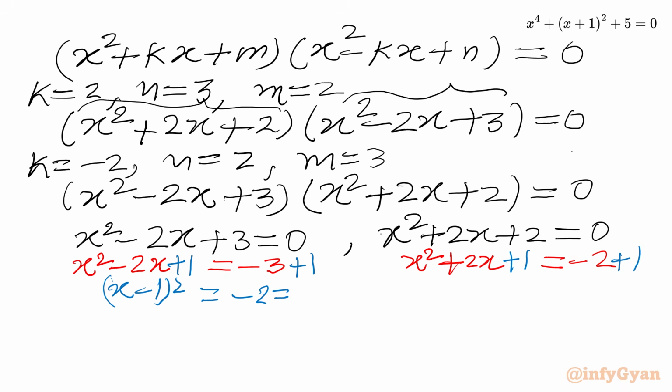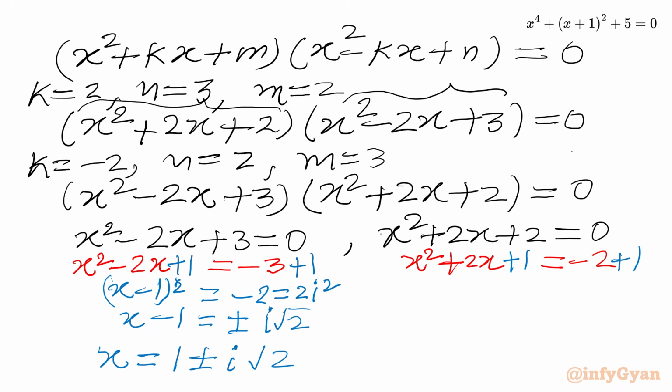Minus 1 is i square, so I am writing 2i square. By taking the square root on both sides, we will get x minus 1 equal to plus minus i root 2. By adding 1 to both sides, we are going to get the first two complex solutions, 1 plus minus i root 2.